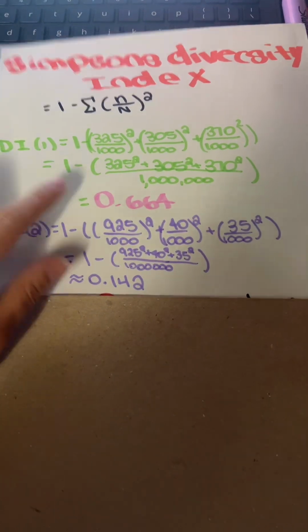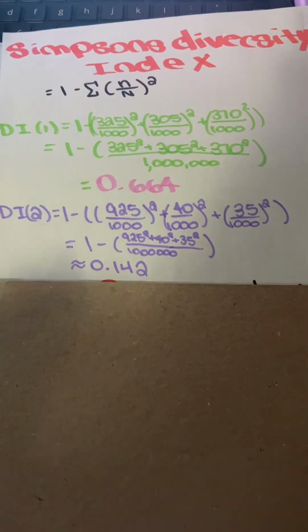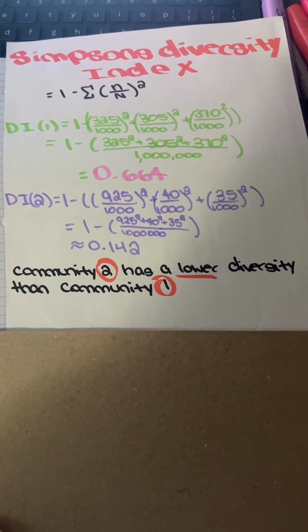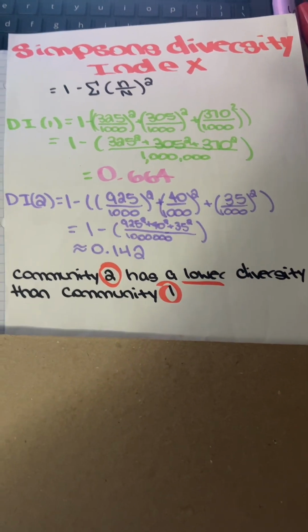So after looking at these two numbers, we can conclude that community 2 is less diverse than community 1, and we did that using the Simpsons Diversity Index.